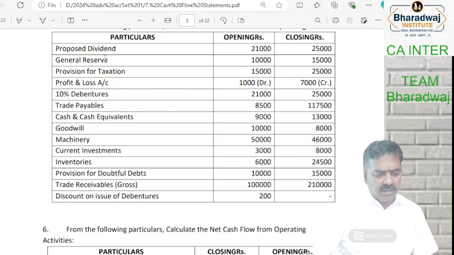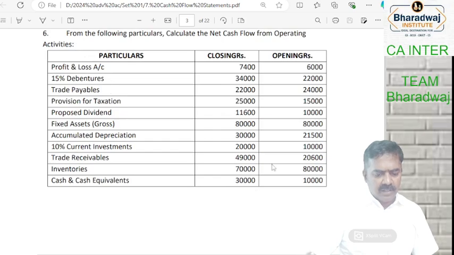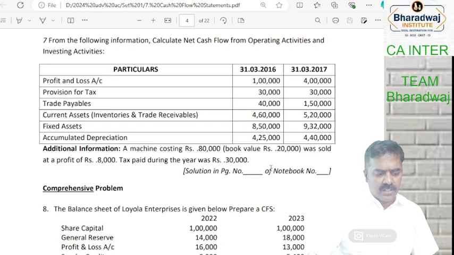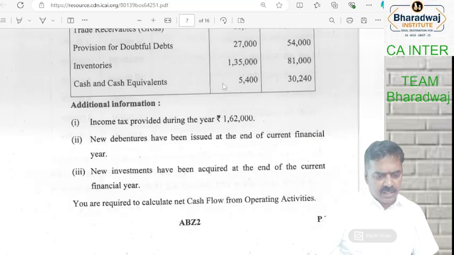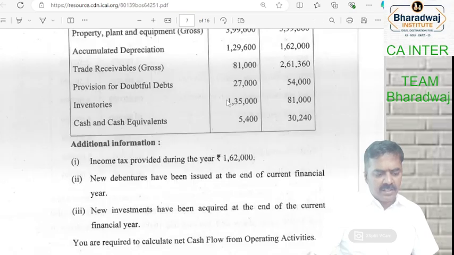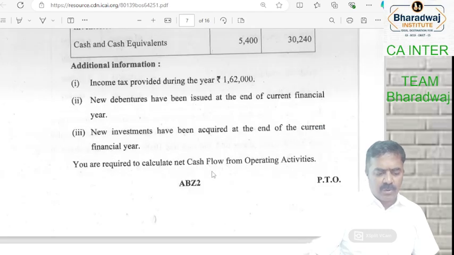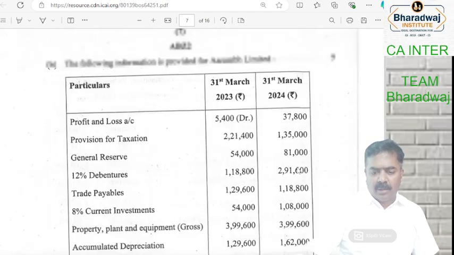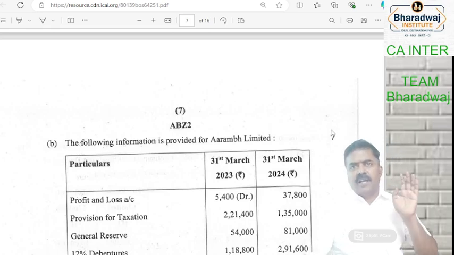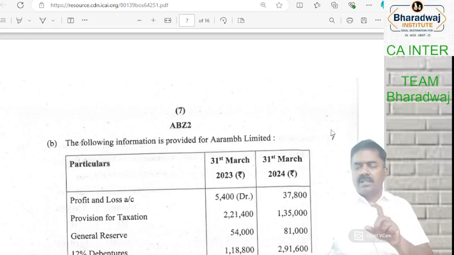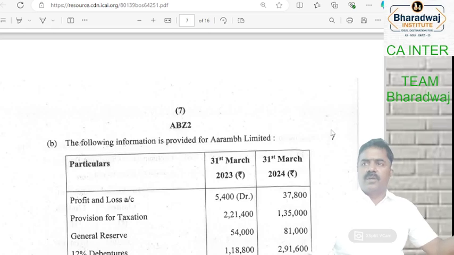We would have done numeric questions: opening balance, closing balance, multiple questions with adjustments. That is what they test. They would have given opening balance and closing balance, and you are required to work out cash from operating activities. This question is tested for 7 marks. Like this, for every chapter, whatever we discuss in the class, the same model question comes in the exam.